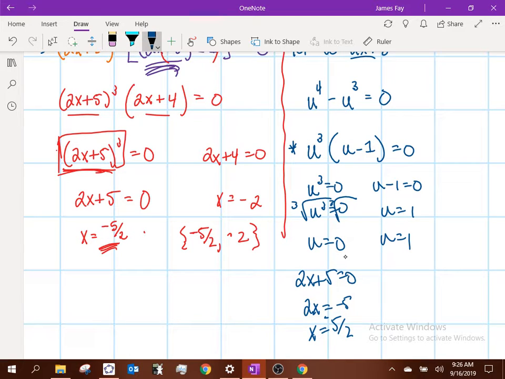Yeah. And if u was 2x plus 5, does it give me x to be negative 2 there? Yeah. That makes sense? Okay.